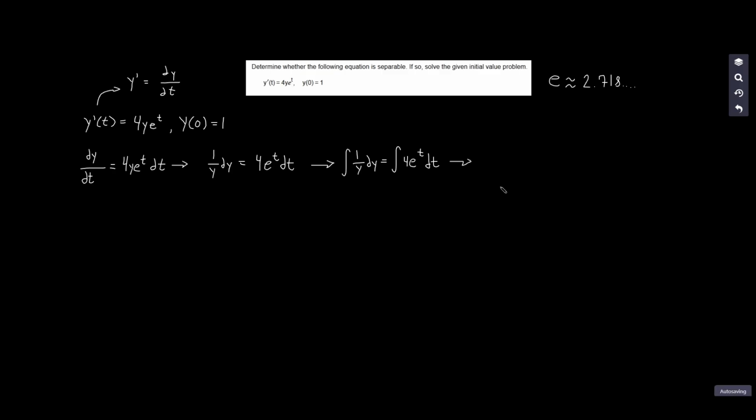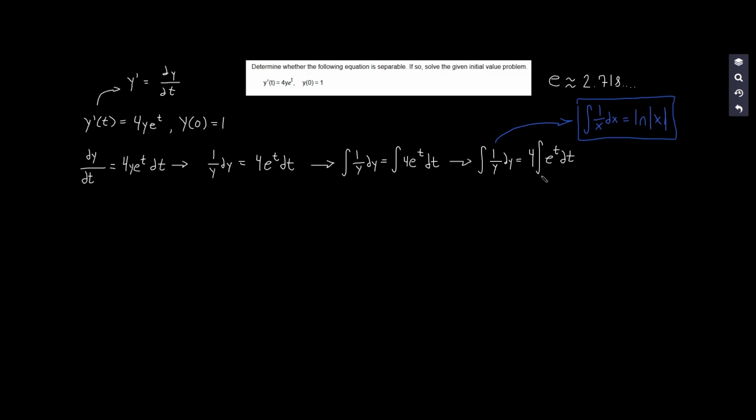All right, so I'm going to simplify this further, and I'm going to factor out that 4 since it's a constant. All right, and a rule can be applied to the integral of 1 over y, integration with respect to y. And then a rule can also be applied to taking the integral of Euler's number. Don't forget that plus c. All right, let's go ahead and integrate.